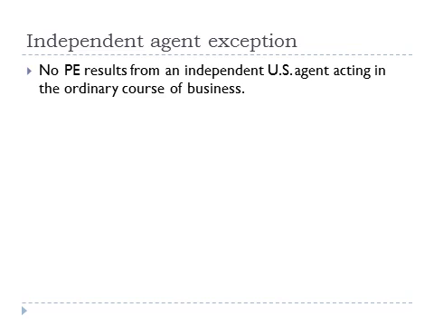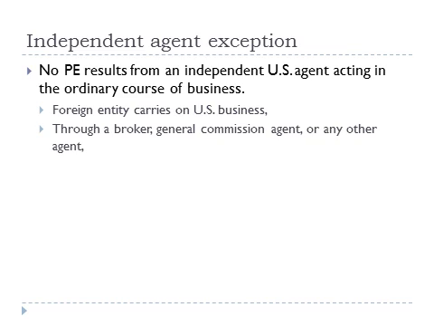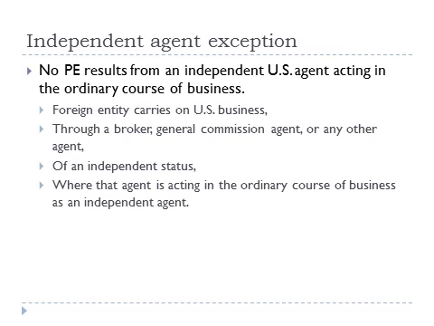As I mentioned in the previous slide, an independent agent usually does not create a PE in the United States. Under this exception to the general rule, an enterprise will not have a PE merely because of an independent U.S. agent acting in the ordinary course of business. This exception applies when the foreign entity carries on U.S. business activities through a broker, general commission agent, or other agent of an independent status, provided that such persons are acting in the ordinary course of their business as independent agents.